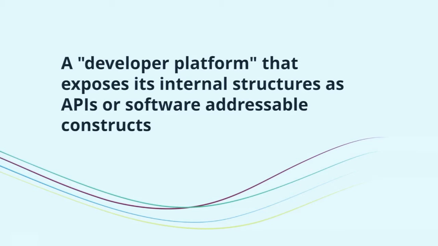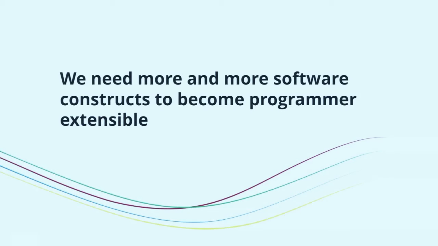You expose the internal structures, in this case the ticket, the project, all those constructs as APIs or really software addressable constructs. But here's the interesting thing. When you are talking about software addressable constructs, you want to expose all the constructions in your software as programmer addressable, that is extensible later. So you should be able to hook into the ticket and transform it programmatically.